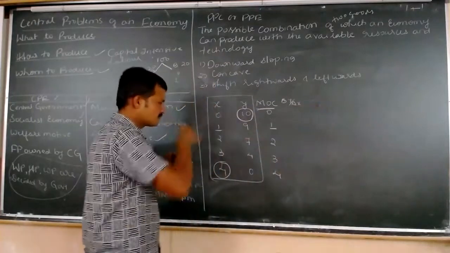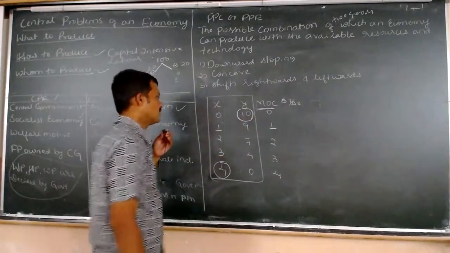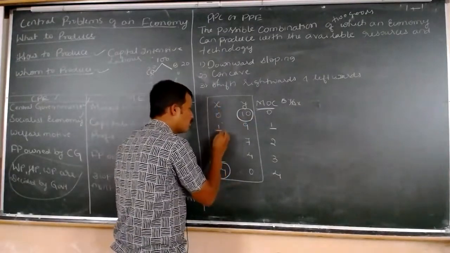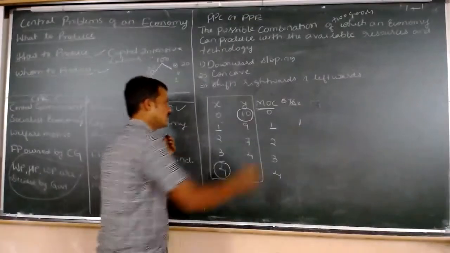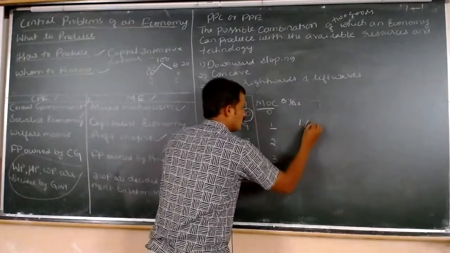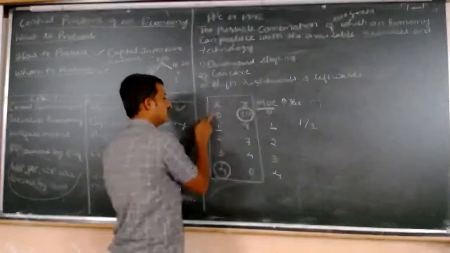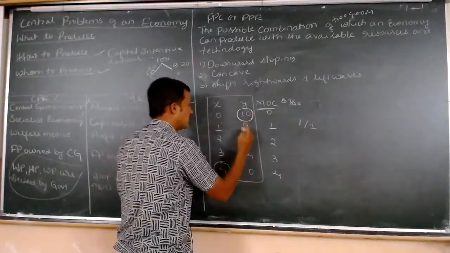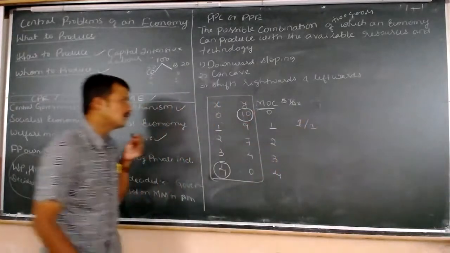Next, both are 0 because it is the beginning. Now when I have changed from 0 to 1, the change in x is 1, and the change in y is also 1. So the change in y is 1 as well as the change in x is also 1. So that's why it is 1 divided by 1.